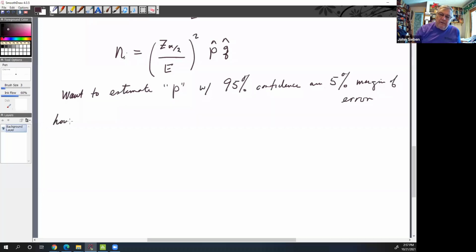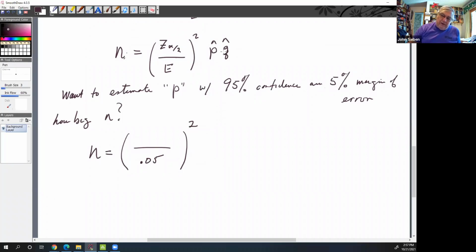How big must N be? And here's the formula that we worked out. So N is going to have to be, a couple things we need to figure out here. So we'll get to them. I've got parentheses that look like that, I've got a square. Now the thing down here is E, that's my margin of error. So that's 0.05 since we want a 5% margin of error.